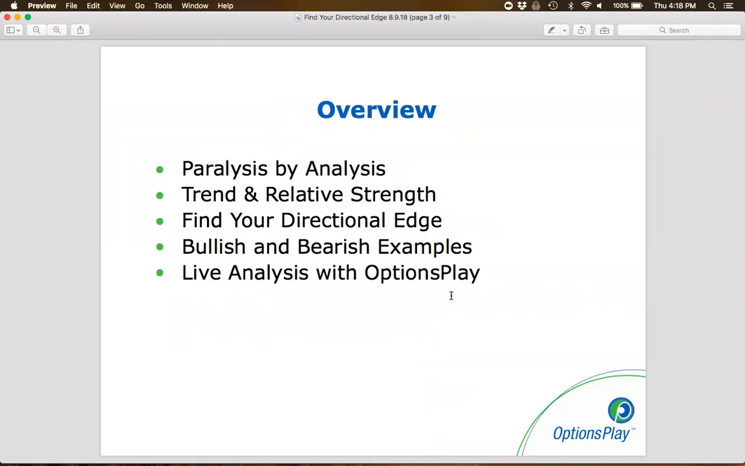And what the indicators that we use to help you gain your directional view is trend and relative strength. So I'm going to talk a little bit about what each one of those mean. I'll talk a little bit about how you can use the two in conjunction with each other to find your directional edge. And then what I want to do is go through some bullish and bearish examples to show you how to actually leverage these to gain a directional view on an underlying stock. And I have a bunch of stocks for us to look at so that you can see what I mean and learn from it.